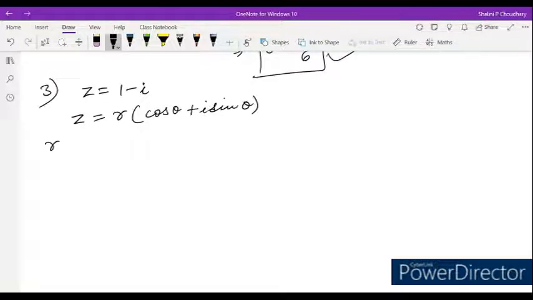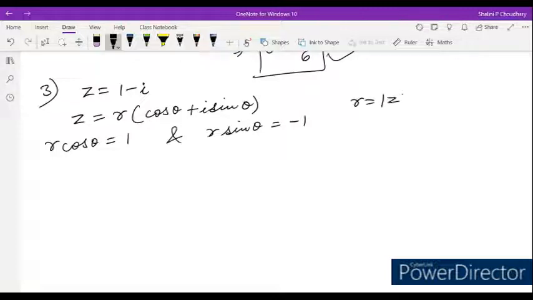It means r cos theta is equal to 1 and r sin theta will be equal to minus 1. Okay, and this one we can see that. And what will be the value of r? So r का value we can find out.